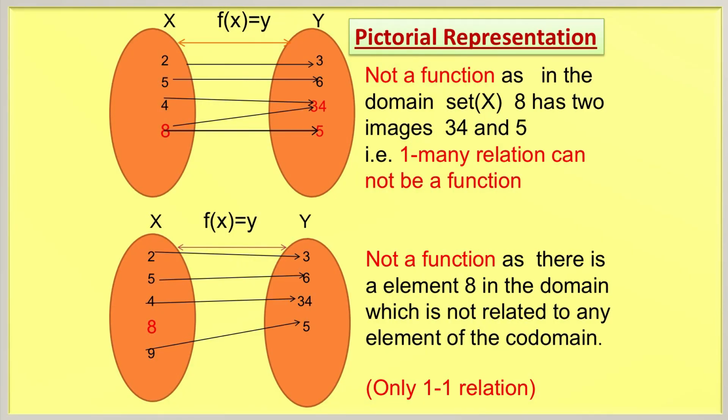There are various pictures on your screen. First case, you see that is a one-many relation, because element 8 is related to more than one element. So, that is a one-many relation. One-many relation will never be a function. And in second case, you see the domain set X. Already you know what is domain. Left hand side set is known as the domain set. Element 8 is not related, although it is a one-one relation, but since domain set X has an element 8 which is not related, that is not a function, that is only a one-one relation.